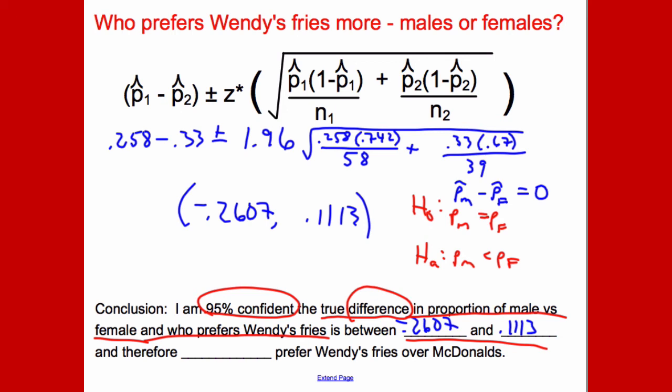So, what do you notice? The 0 falls in the range. Yeah, 0 falls in this range without any problem. So do you think I'm going to come up with significant evidence that there's a difference? No. Even though it looks like it, 33% versus 26%, that's a pretty big difference. It's just our standard error came into play and made it not so significant. I mean, that's a huge margin of error.